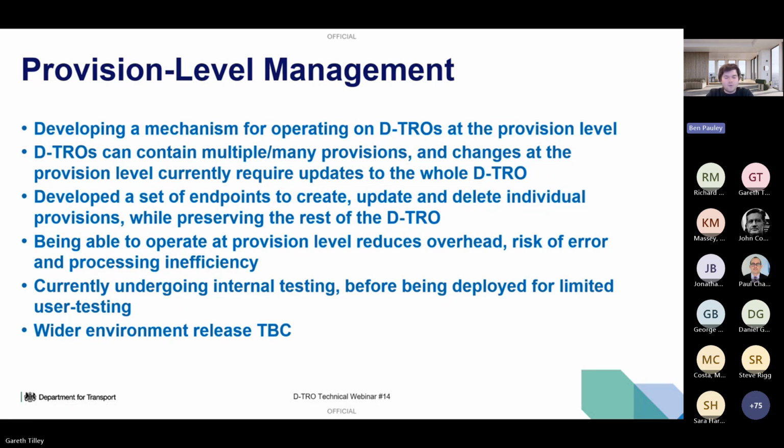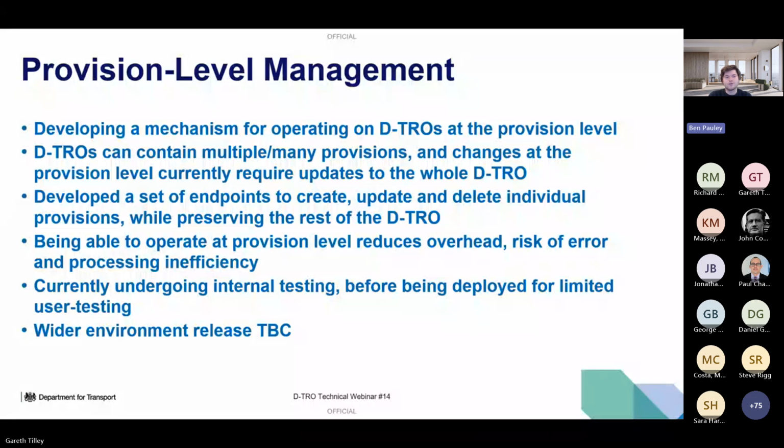Cool. The last thing I wanted to talk about was provision level management. We've been hard at work putting together a mechanism for managing D-TROs at the provision level. Those of you who are familiar with the data model or the structure of the D-TRO will know that a D-TRO can contain multiple, or in some cases many, provisions. Actually, there is no mechanism for making updates to that D-TRO at the provision level. If you need to do so, you're forced to amend at the whole D-TRO level. That requires sending the whole D-TRO back through to the service in an update call, just to potentially change a very small part of a single provision.